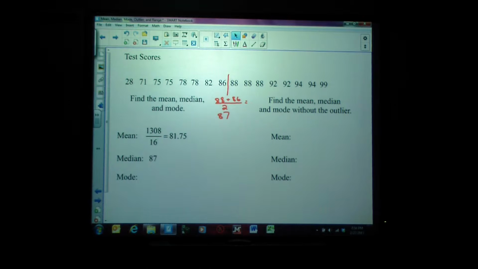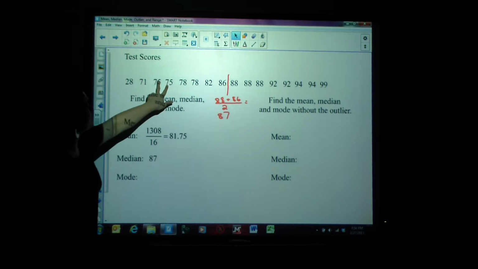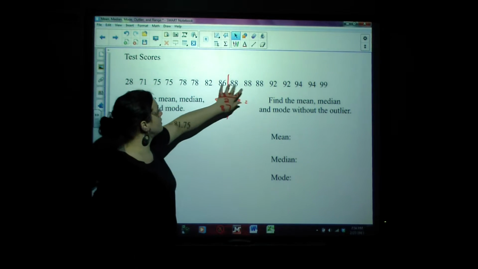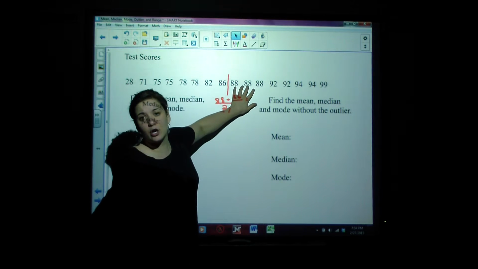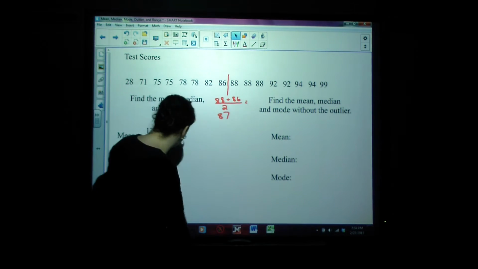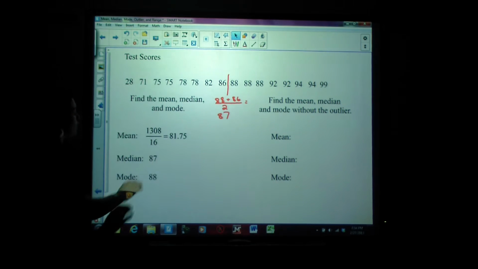Lastly is the mode, and the mode is the most frequently occurring data entry. And if I look, this one only occurred once. Okay, that one occurred twice, 3 times, twice. Notice 88 occurred 3 times. It occurred the most often, which means that my mode is actually 88.